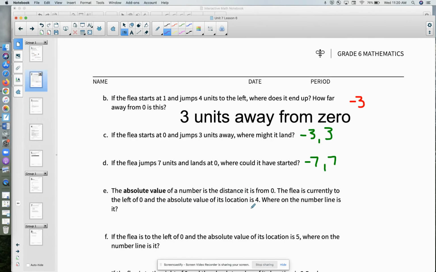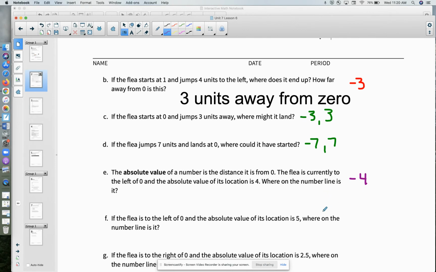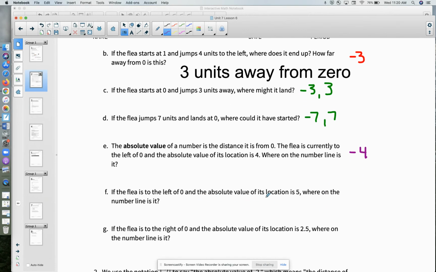The absolute value of location is 4. So it's either going to be -4 or +4. That's right, it's -4. The flea is to the left of 0, and the absolute value of its location is 5. Where on the number line is it?